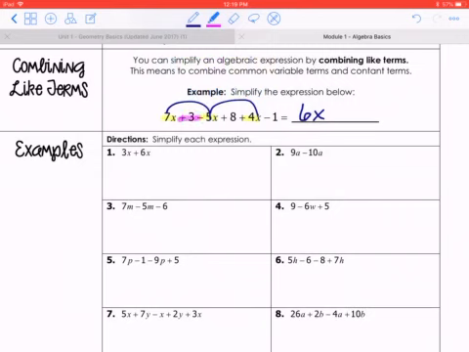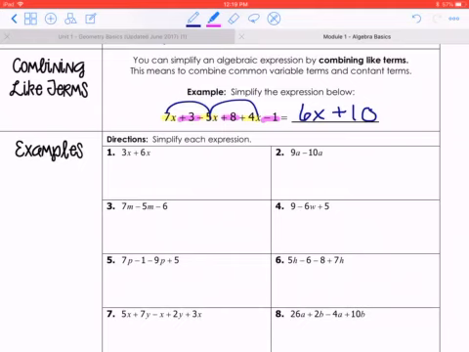Now if I look at my constants, I had a plus 3, a plus 8, and a minus 1. So 3 plus 8 is going to give me 11, minus 1 will give me 10. So that's going to give me a positive 10. This expression would be simplified. Notice when I stop, I don't have an equals and then some number, because we're not working with equations. We're just simplifying down as simple as we can go, but remember we have to use like terms. The 6x and the 10 do not match, so we have to stop right there. 6x plus 10 would be our answer.